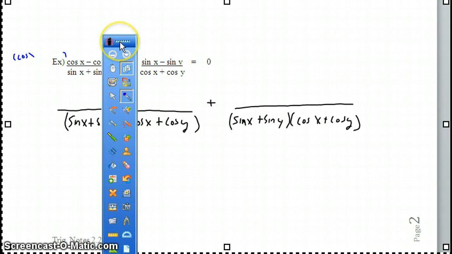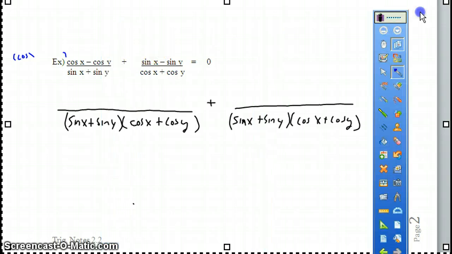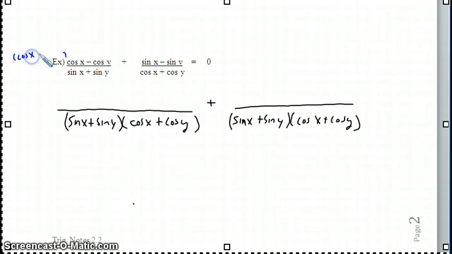Get that a little bit neater. And then this one over here, it has the cosine x plus cosine y. It's missing the sine x plus sine y. So essentially that's going to be a FOIL problem. I'm going to have to FOIL these and FOIL these.